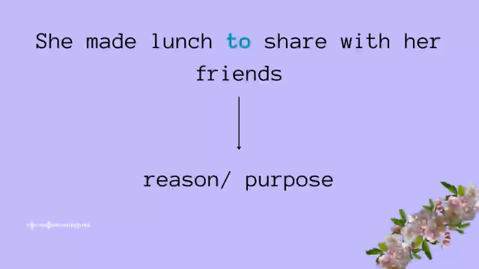And if you noticed, after "to", we have "share". And "share" here is infinitive, base form. Why? Because of "to". So you need to remember, if you have "to" in the sentence, the verb after "to" should be in a base form. To share.